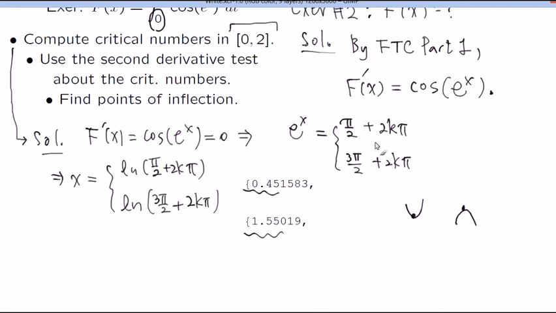So that's the answer to part 1. Compute all the critical numbers. There are two numbers, 0.45 and 1.55. Make sense? So let's see if these correspond to local maximum, local minimum. So how does that part go? Compute the second derivative, right? So here's the second derivative.